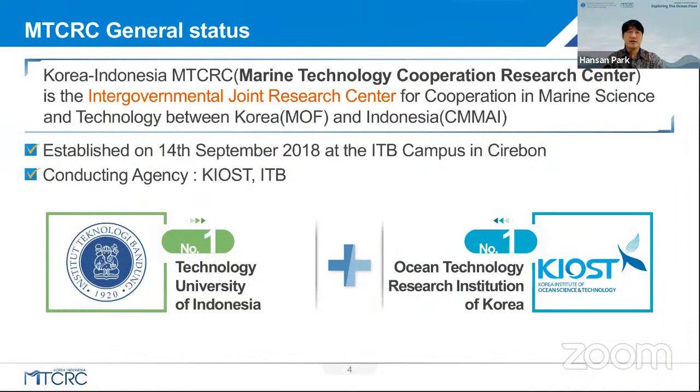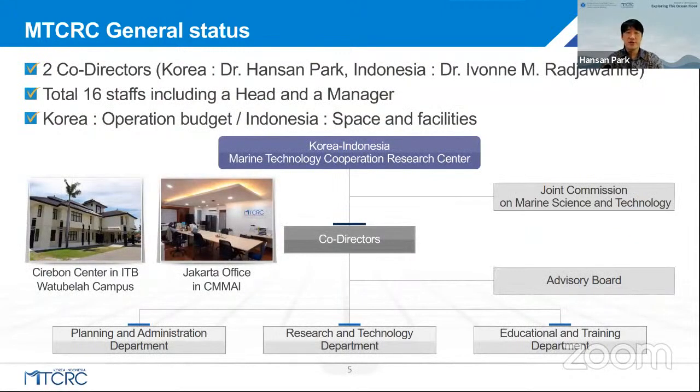So we are an intergovernmental joint research center for cooperation in marine science and technology between Korea and Indonesia. And the main governmental ministry on the Korea side is the Ministry of Oceans and Fisheries, and on the Indonesia side is the Coordinating Ministry for Maritime Affairs and Investments. And we also have a conduct agency: on the Korea side KIOST and on the Indonesia side ITB. So we work together, both countries, and also with the number one institution in each country. So we have 2 co-directors, the Korea side is me, and the Indonesia side, and a total of 16 staff, and also we have 2 more internships. So we have 20 members, including us.